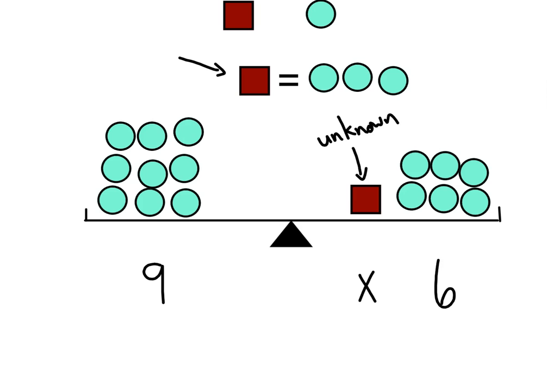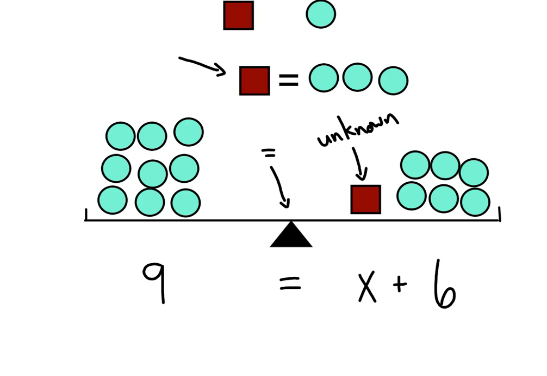So if I were to do this as an expression, I would say x plus 6. That would be that total amount on the right side. And on the left side, we just have 9. This fulcrum in the middle can be represented as an equal sign. Because these are balanced right now, we can say these must be the same. So now we have this equation, x plus 6 equals 9.